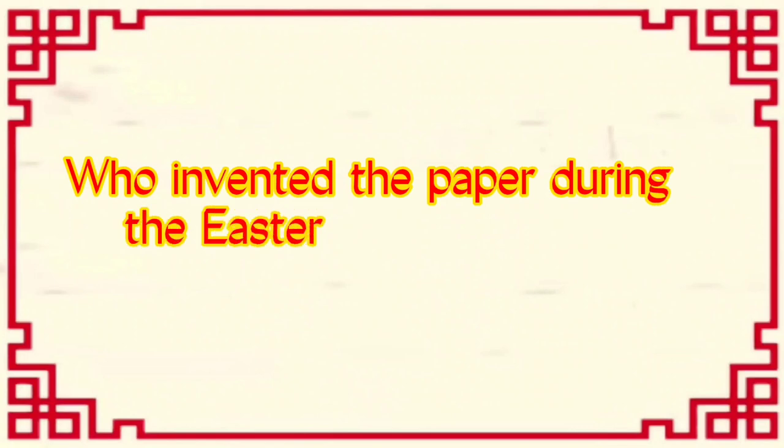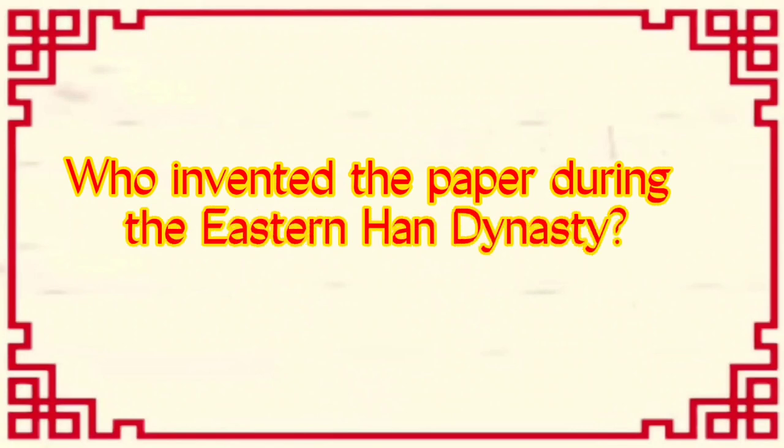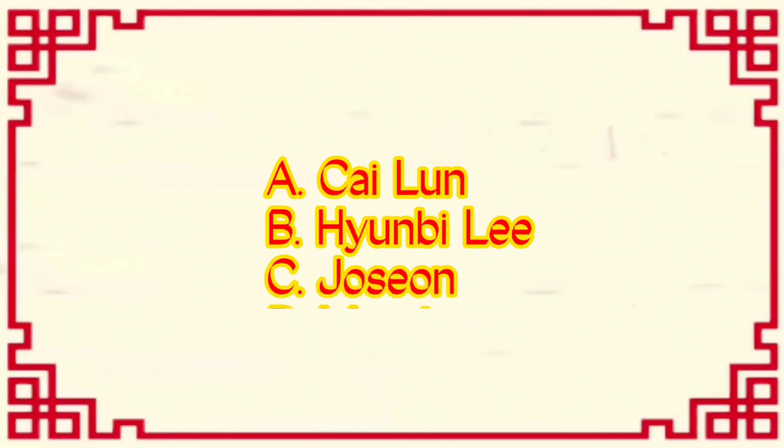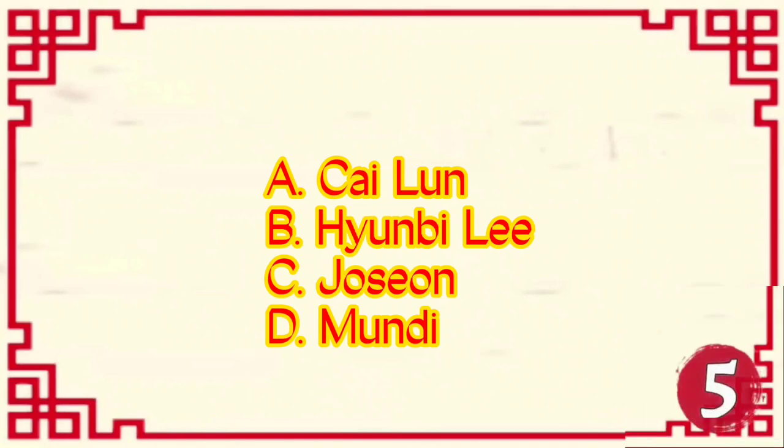For the fourth question, who invented the paper during the Eastern Han Dynasty? A. Kai Lun. B. Queen Billy. C. Joseon. D. Mundi. Your time starts now. Time's up. The answer is letter A. Kai Lun is one who invented the paper during the Eastern Han Dynasty.